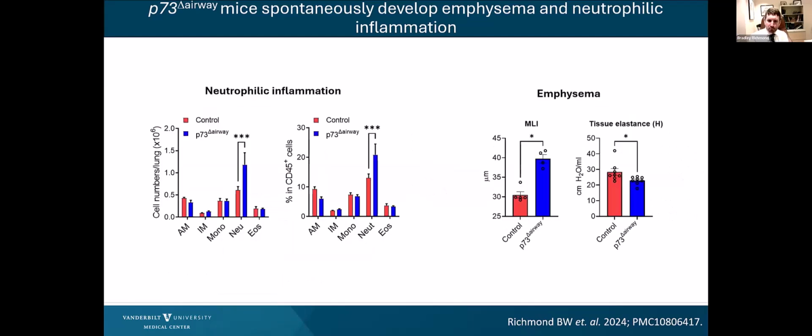Next slide. And we found that these mice spontaneously developed neutrophilic inflammation. It was relatively specific to neutrophils, at least at the time points we examined. And these mice developed emphysema as well. Next slide.